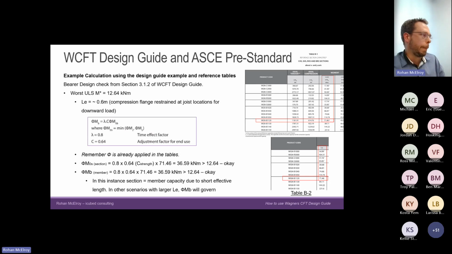So that ticks off. The bottom one here is the member design capacity. In this instance, because we've got compression flange restraints at the joist, your effective length is really low. So you're about 1 meter, which is shown in this bottom right-hand table here. We've basically got the same characteristic moment capacity to deal with. Where this changes is if you've got a longer span beam where you don't have discrete restraints in the compression flange, and your lateral torsional buckling will end up governing the design. So that's just something to be aware of, not dissimilar to typical steel design scenarios.